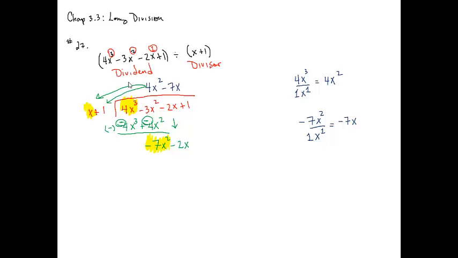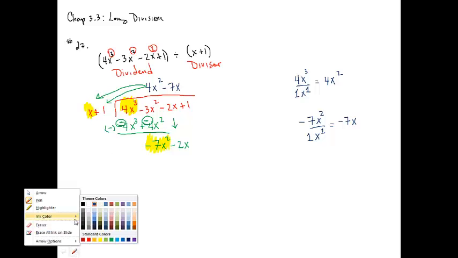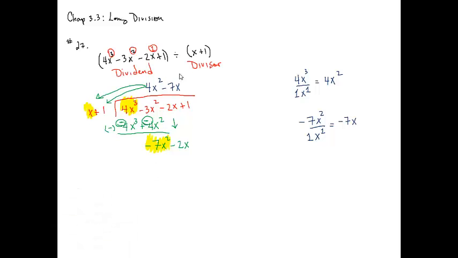And then again, you multiply. So negative 7x times x is negative 7x squared, minus 7x. And we're going to subtract. This becomes a plus sign. This becomes a plus sign. These cancel. So negative 2x plus 7x is 5x. Drop down the next term, which is the 1. And then you repeat it all over again.